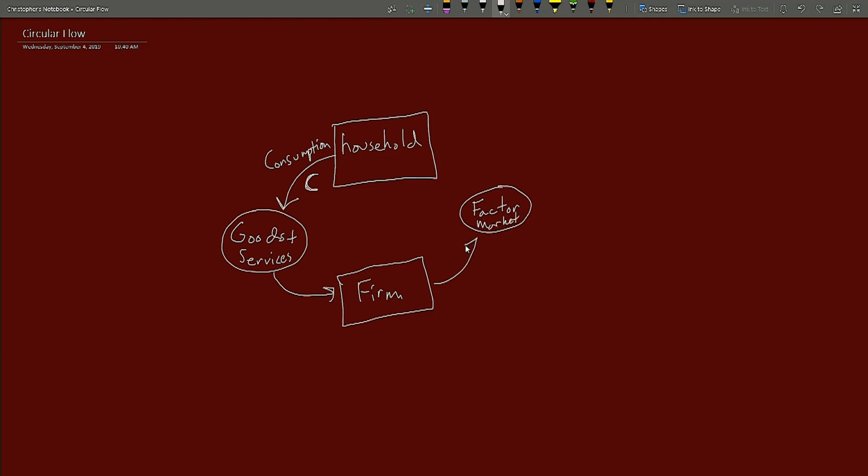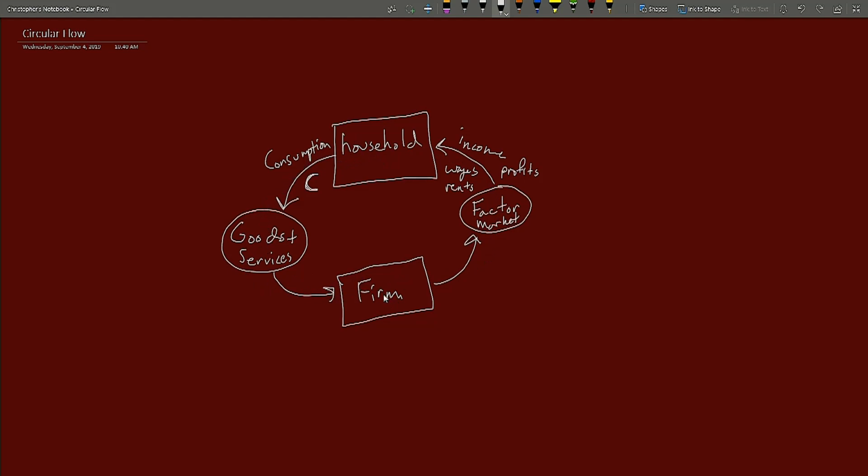And this goes into the form of income, and it could be wages, it could be capital rents, it could be profits, it could be interest payments, etc. All of that income goes towards the household. So here we have a very basic economy. It's a circular flow. Notice the money leaves the households in the form of consuming goods and services.